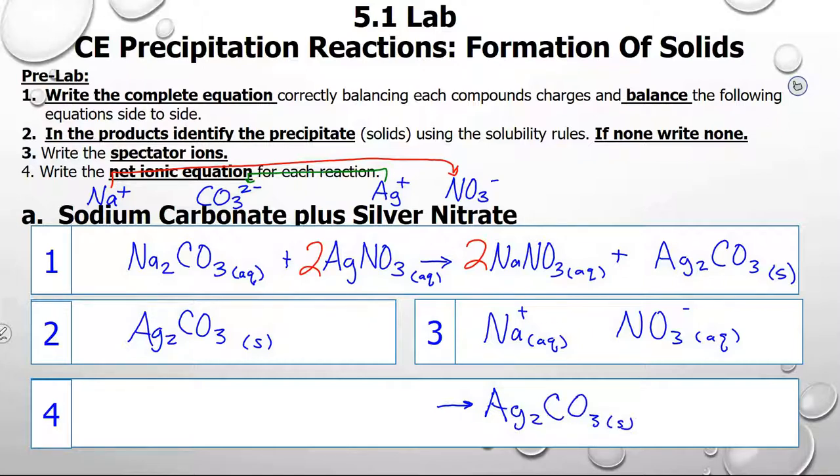And okay, what ions made up that solid? Well, I needed how many silvers? 2 Ag plus AQ. And I needed 1 CO3 2 minus AQ. That's my net ionic. So I just write what ions make up my solid. Okay?